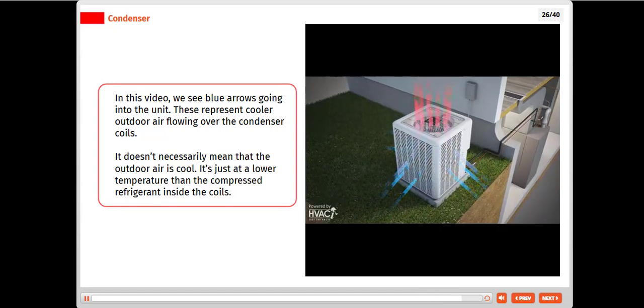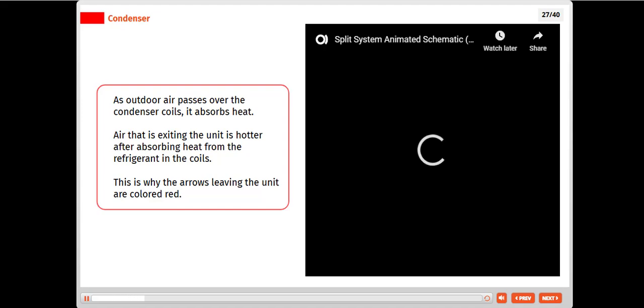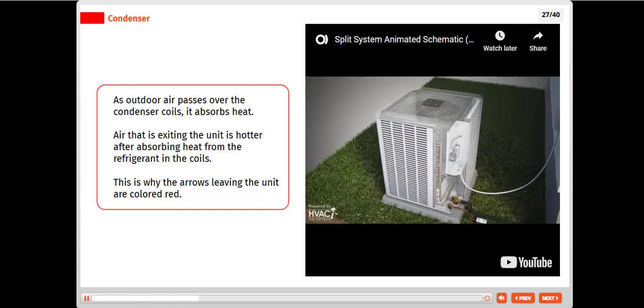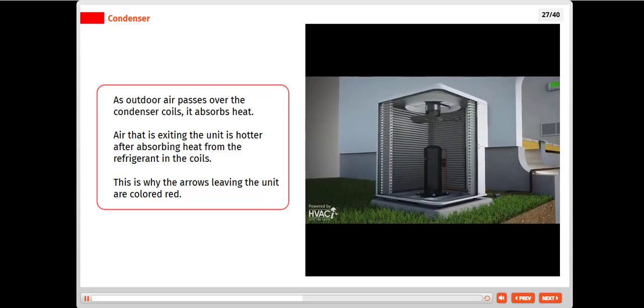As outdoor air passes over the condenser coils, it absorbs heat. Air exiting the unit is hotter after absorbing heat from the refrigerant in the coils. This is why the arrows leaving the unit are colored red.